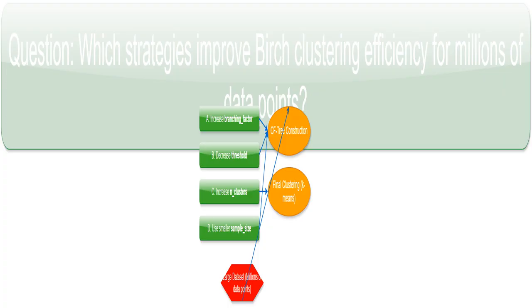Increasing this value makes the CF tree wider and shallower. This speeds up tree building. Think of it like building a wider, shorter pyramid. It's faster than building a tall, narrow one.